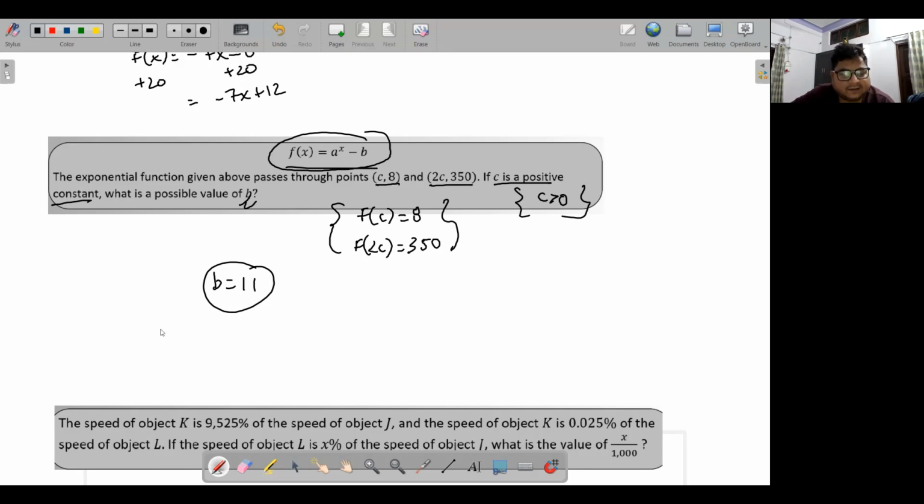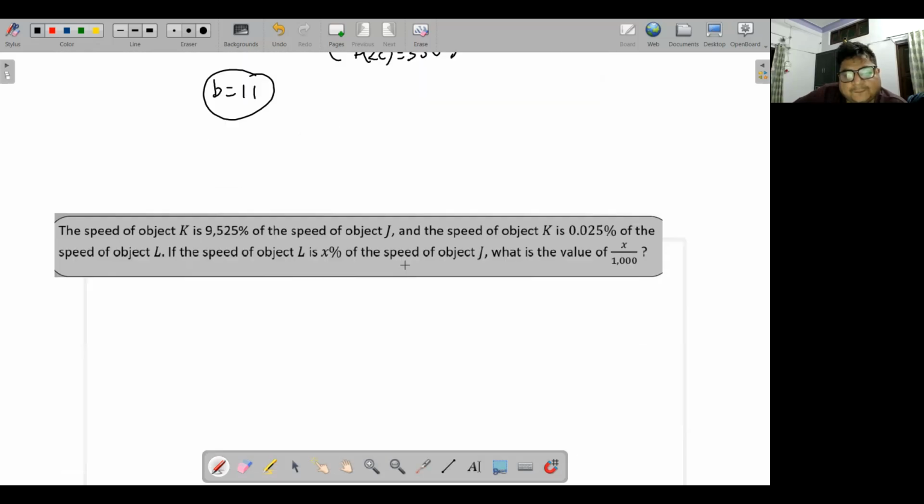I wrote the question incorrectly; it's not 2, it's 350. Moving to the next one.